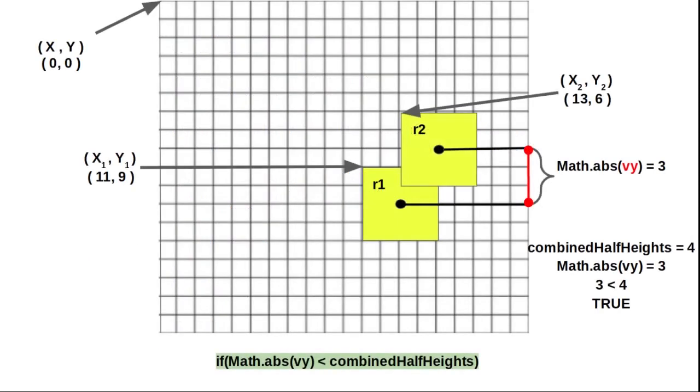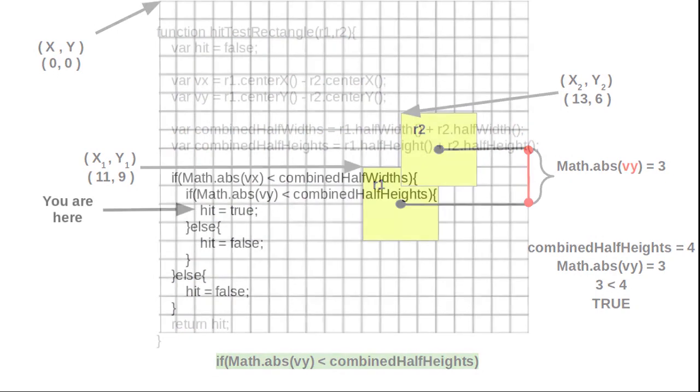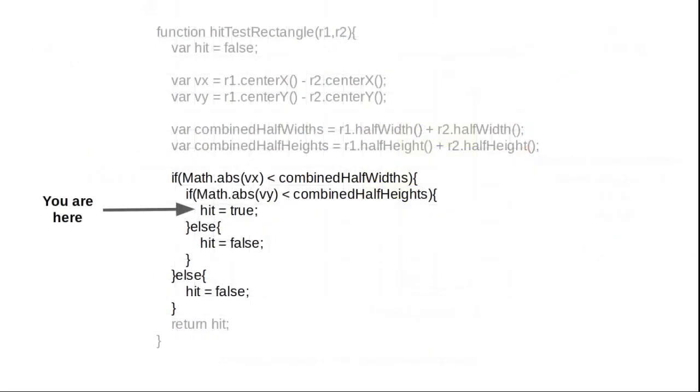In this case, R1 and R2 are slightly overlapping. The difference between their center y's is 3, making the absolute value of Vy 3, while keeping combined half heights at 4. This 3 is less than 4, so this statement is finally true. This causes hit to be set to true and then returned. This is a collision.